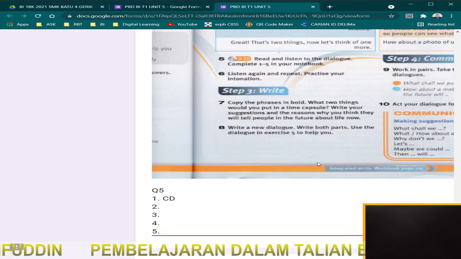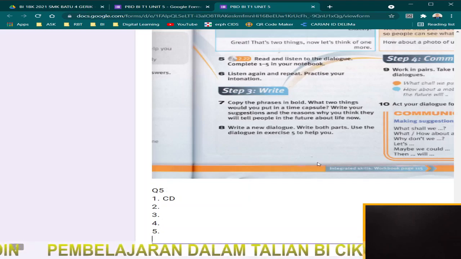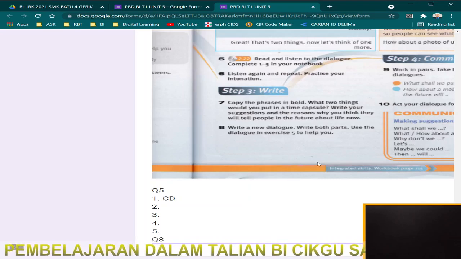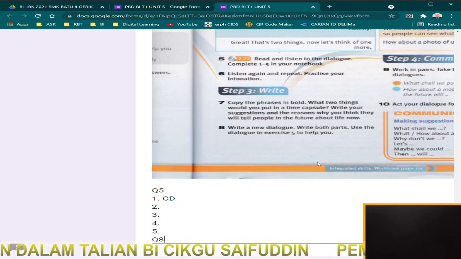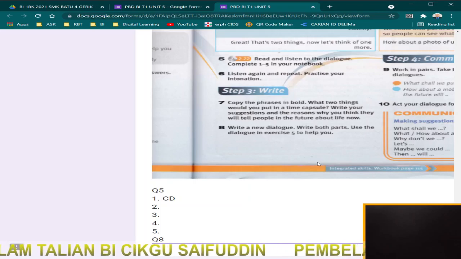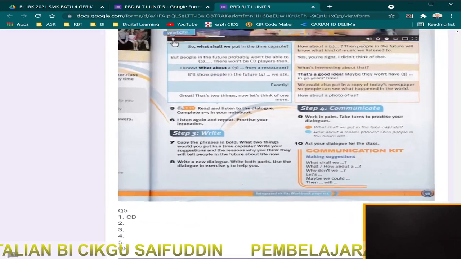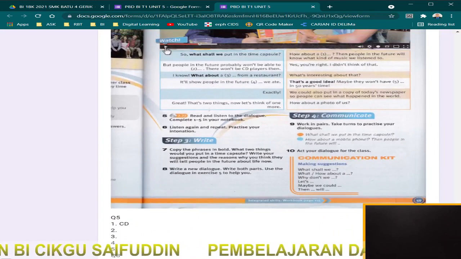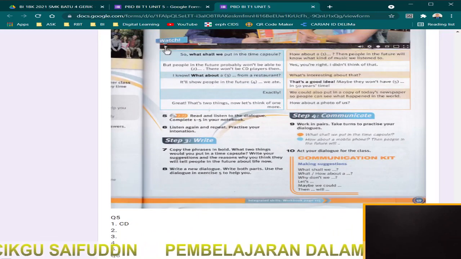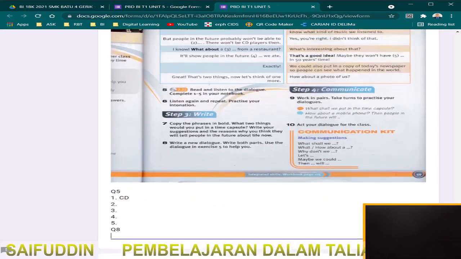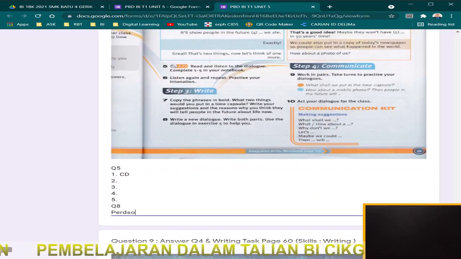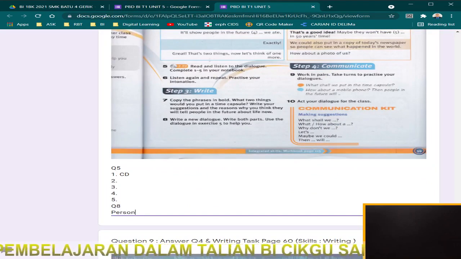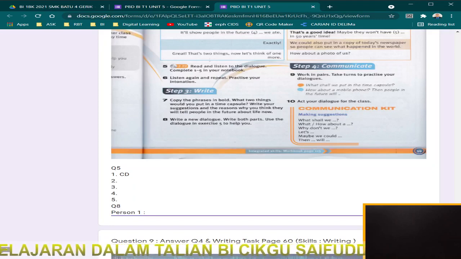Okay, then we go to question 8. Write a new dialogue. We write both parts. Use the dialogue in exercise 5 to help you. Okay, so just copy this dialogue again, but you change it to your idea. For example, you can use the first person. For example, you can write down like this. Person 1.